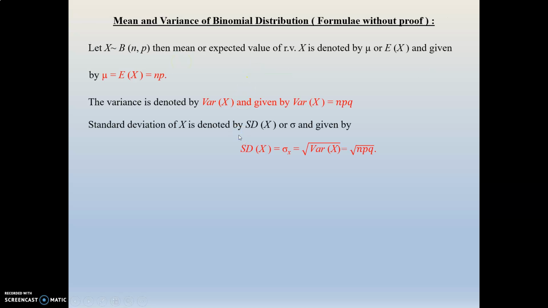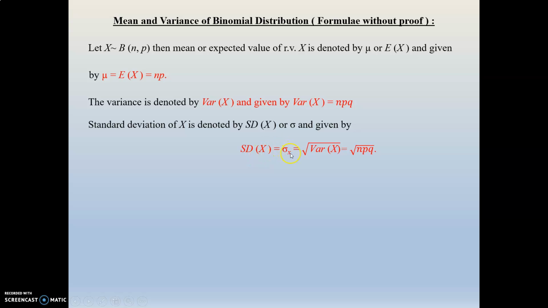Next is mean and variance of the binomial distribution. Let X follow B(n, p), then the mean or expected value of the random variable X is denoted by mu or expectation of X. So expectation of X is equal to n into p. The variance is denoted by Var(X), and the formula for that is n into p into q. To find the standard deviation of X, sigma X is the standard deviation of X.